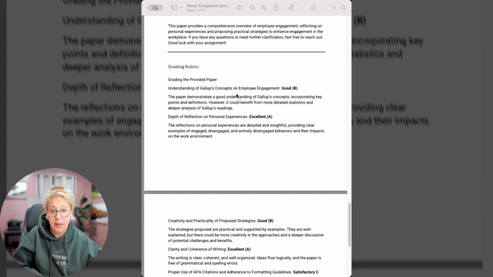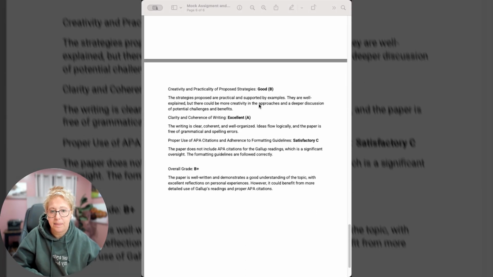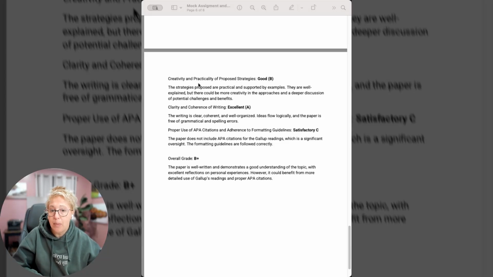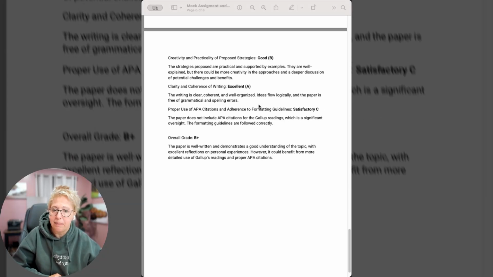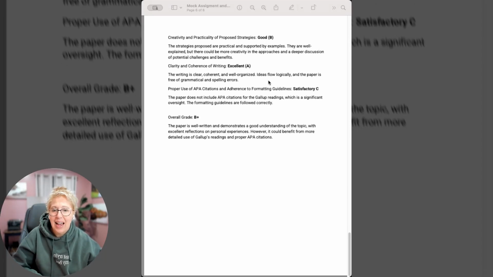Understanding of Gallup's concepts on employee engagement: I did okay. I got a B. The depth of reflection: excellent, an A. Creativity and practicality of proposed strategies: I did okay, a B. Clarity and coherence of writing: excellent. And then proper use of APA citations: I did satisfactory in that area, a C. My overall grade is a B+.